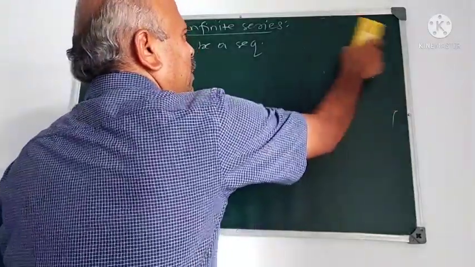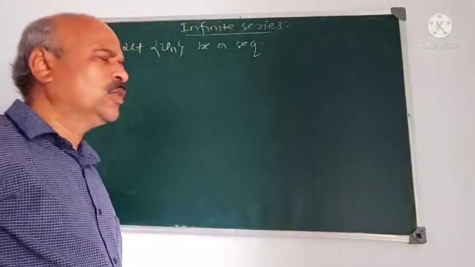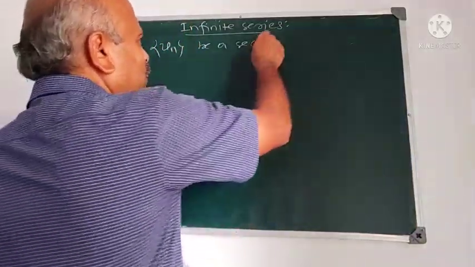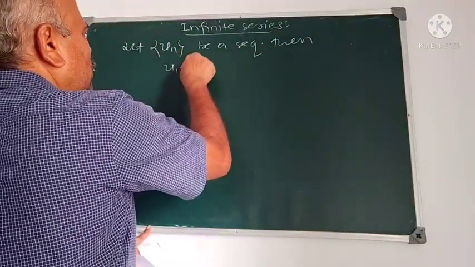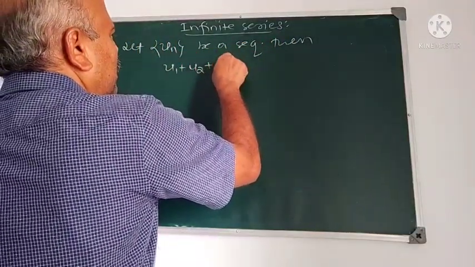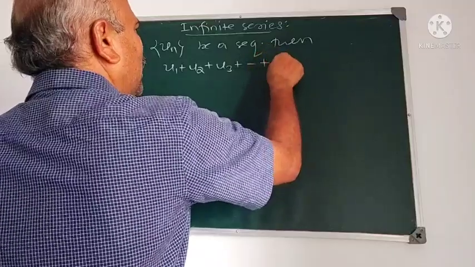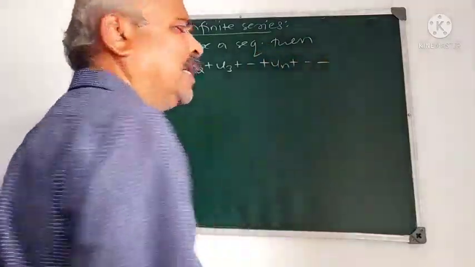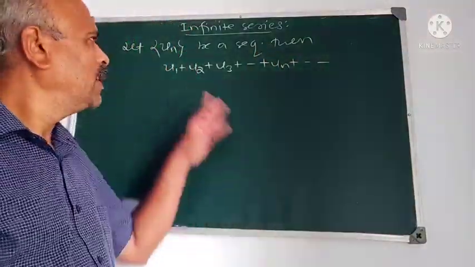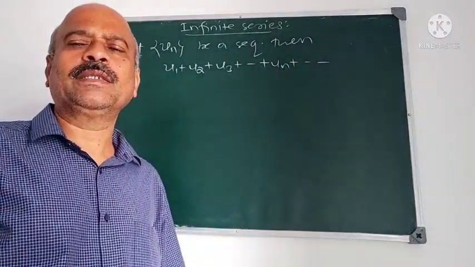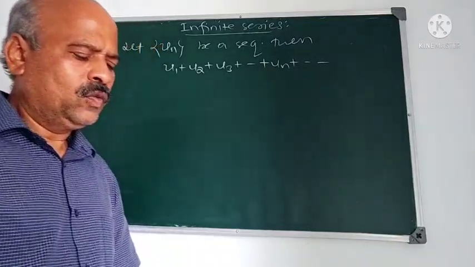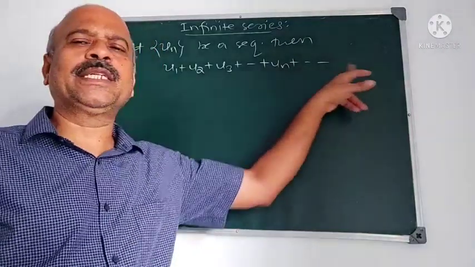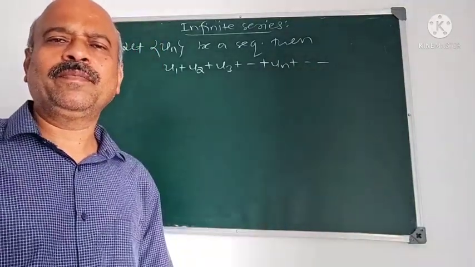Now see the definition of a series. Suppose Un is a sequence, then the sum U1 plus U2 plus U3 etc. plus Un plus so on is called a series. It is called an infinite series. So if Un is a sequence, then U1 plus U2 plus Un plus etc. is called a series.